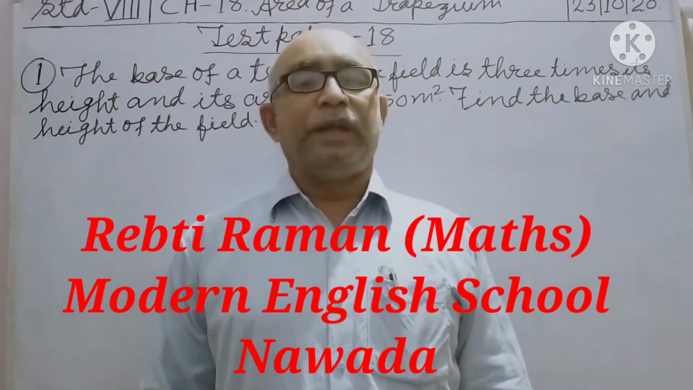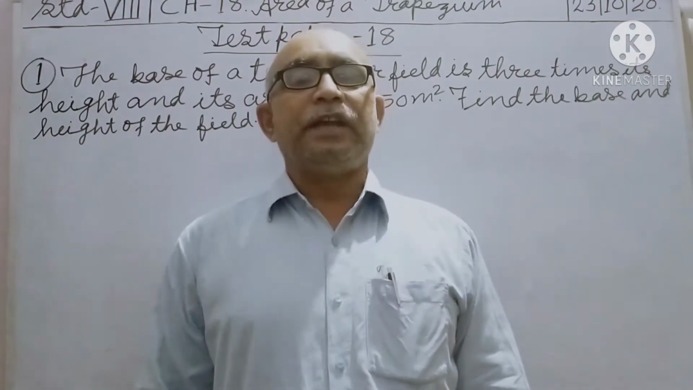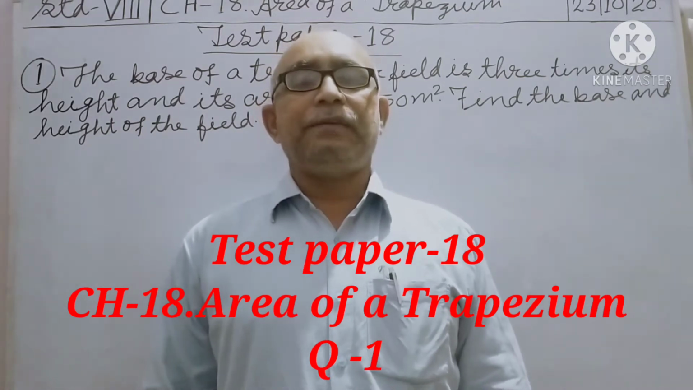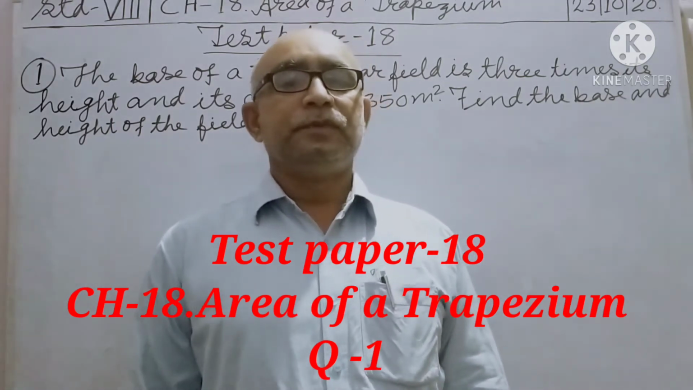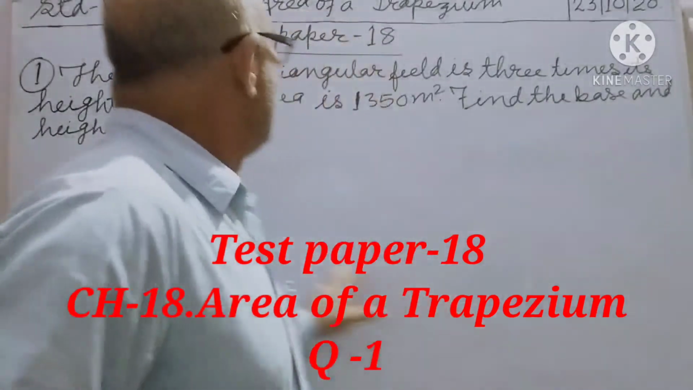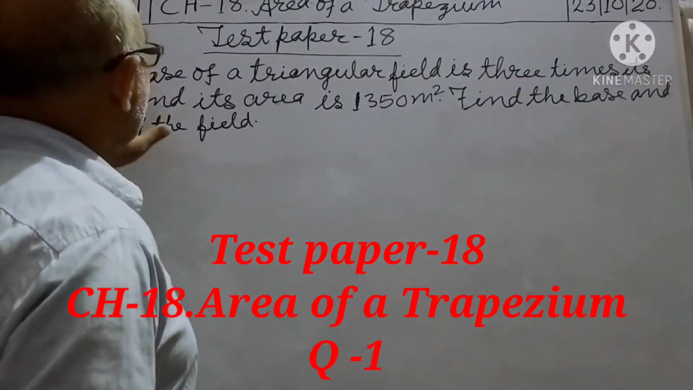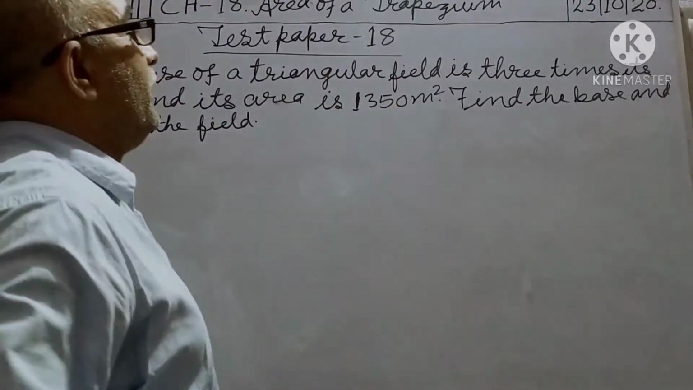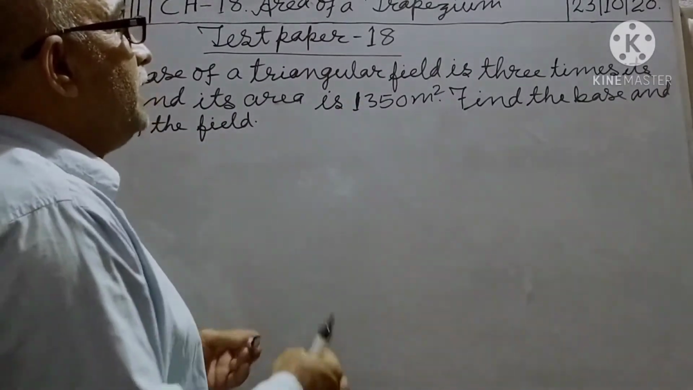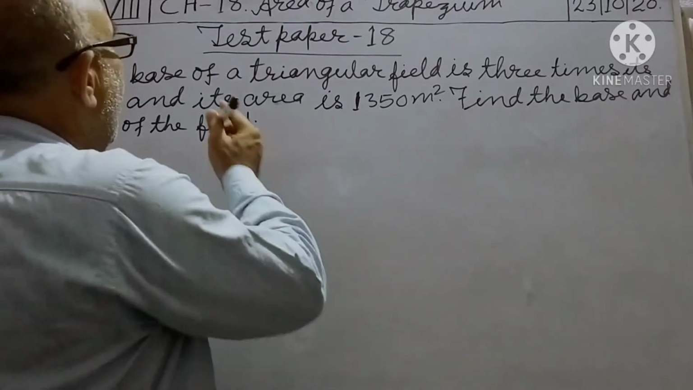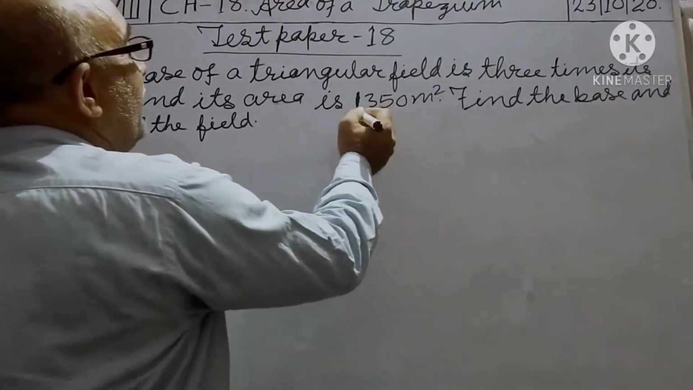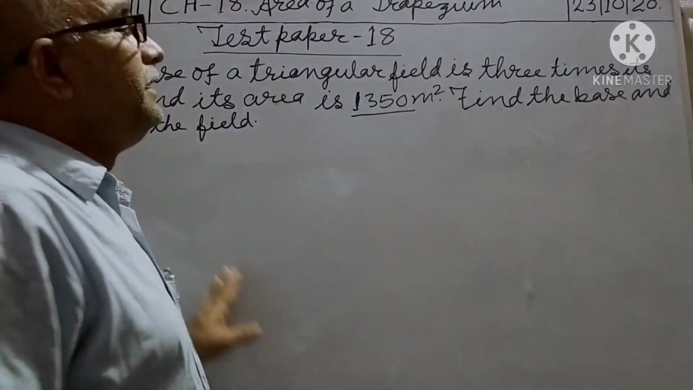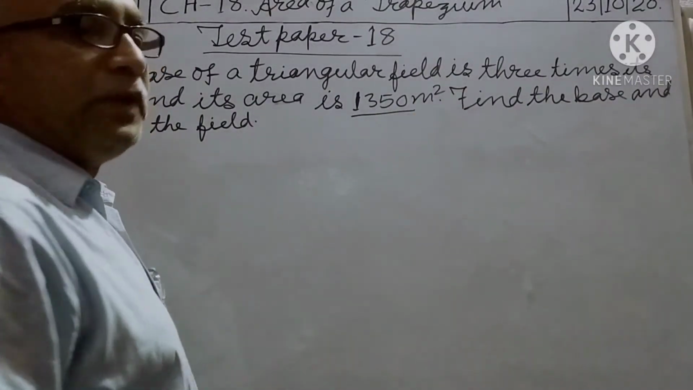Students, today I shall solve test paper 18 of chapter 18, area of a trapezium. One question is written here. Question number 1. The base of a triangular field is 3 times its height and its area is 1350 meter square. Find the base and height of the field.